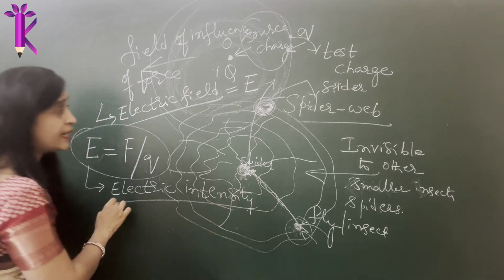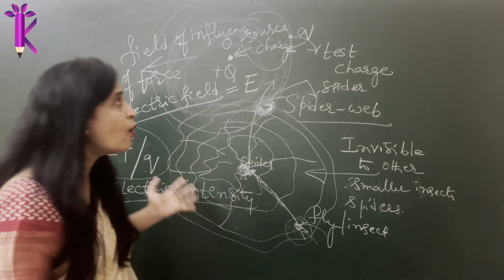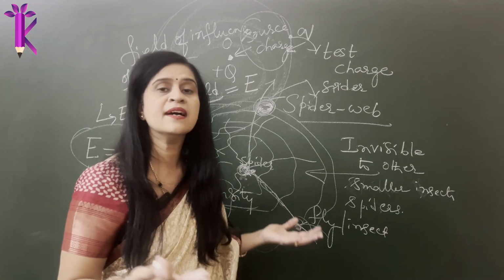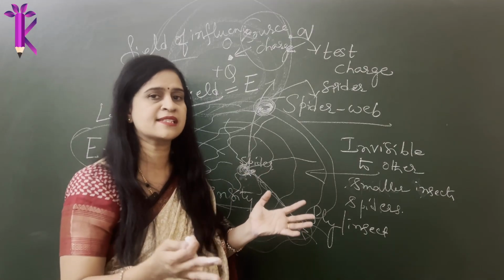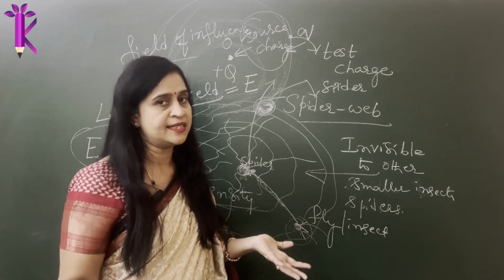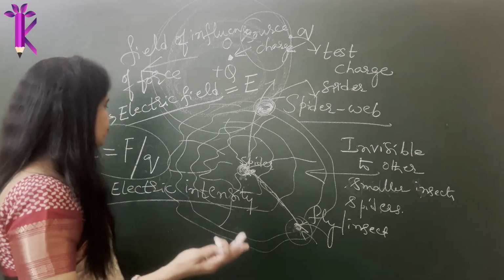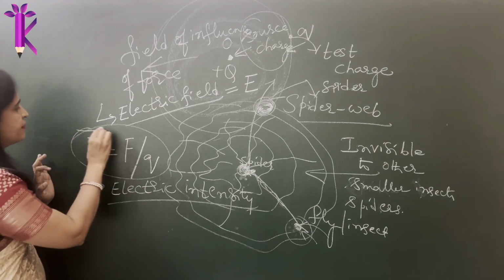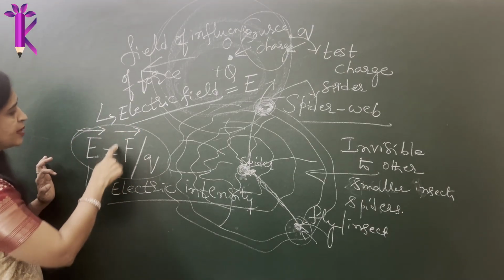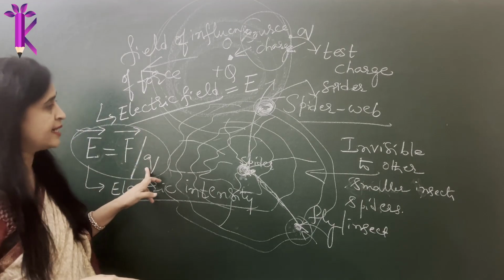So it tells you how intense the field is. If it is too intense, the electric field is high. If it is too less, the force is less intense, then it is a weak field. So electric field, is it a vector? Yes, it is a vector because it is measured in terms of force experienced by a test charge.